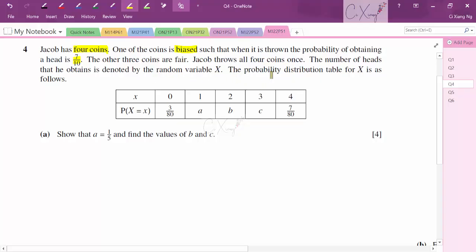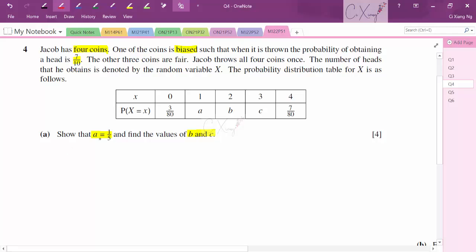The probability distribution table for X is as follows. So this is what we have for the probability distribution. First, they want us to show that a equals 1/5. And after that, we need to find the values for b and also c.